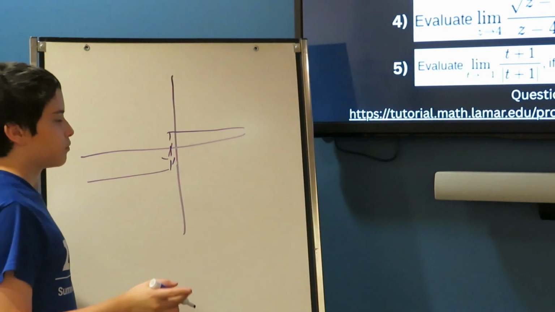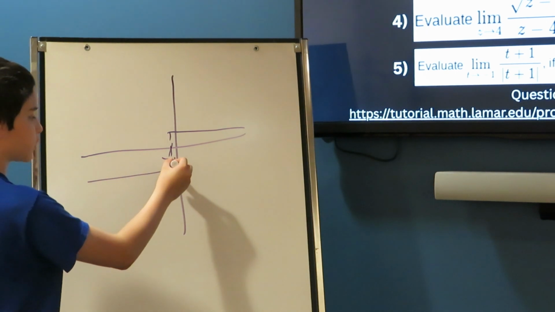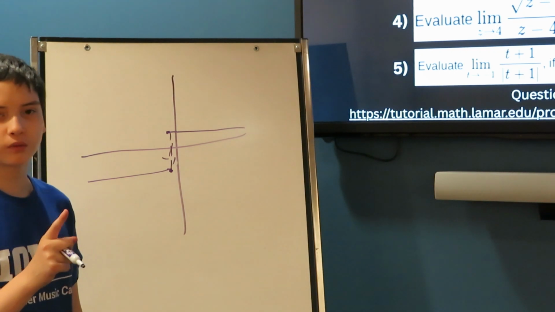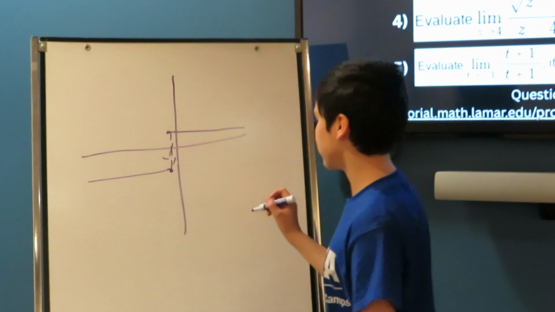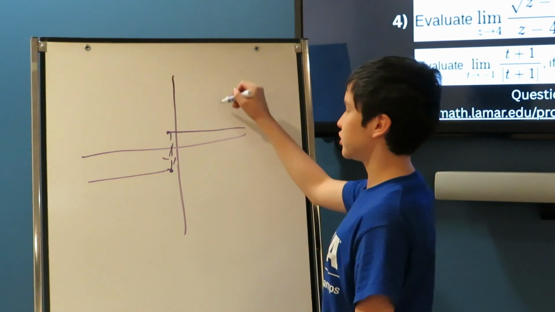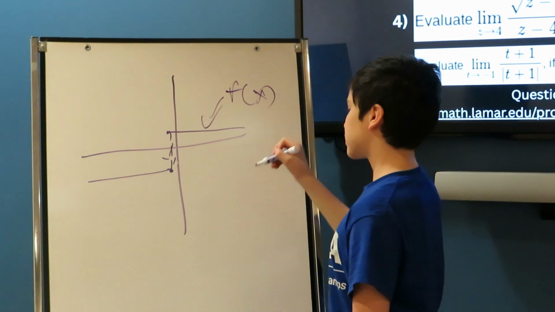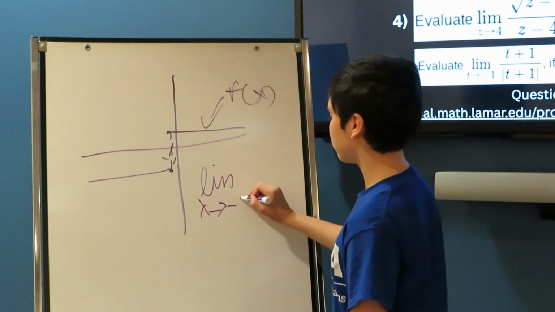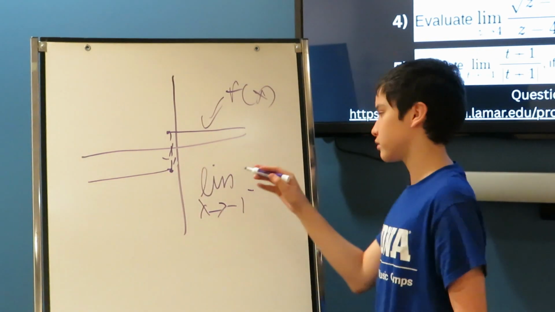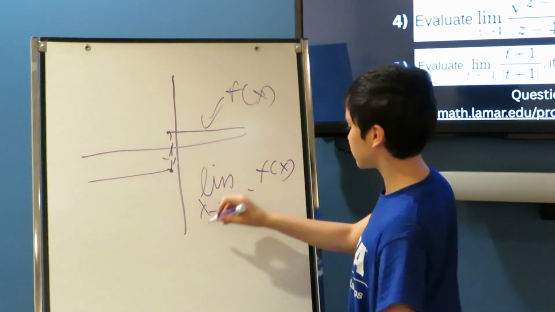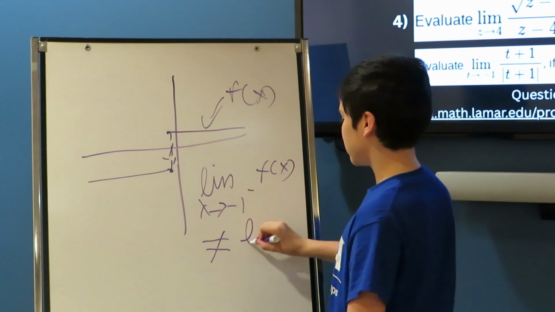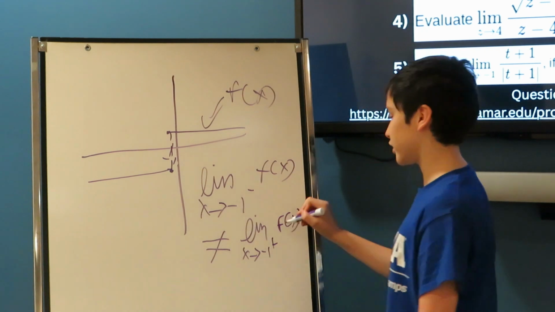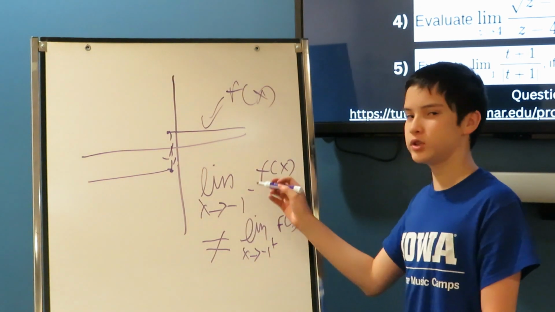However, since the two limits don't agree with each other, the limit cannot exist since it's supposed to approach only one value. This concept is called one-sided limits. So let's define this function as f of x. Essentially, how we would express this is the limit as x approaches -1 minus, so from the negative direction, of f of x is not equal to the limit as x approaches -1 from a positive direction of f of x. And since these two don't agree, the limit does not exist.